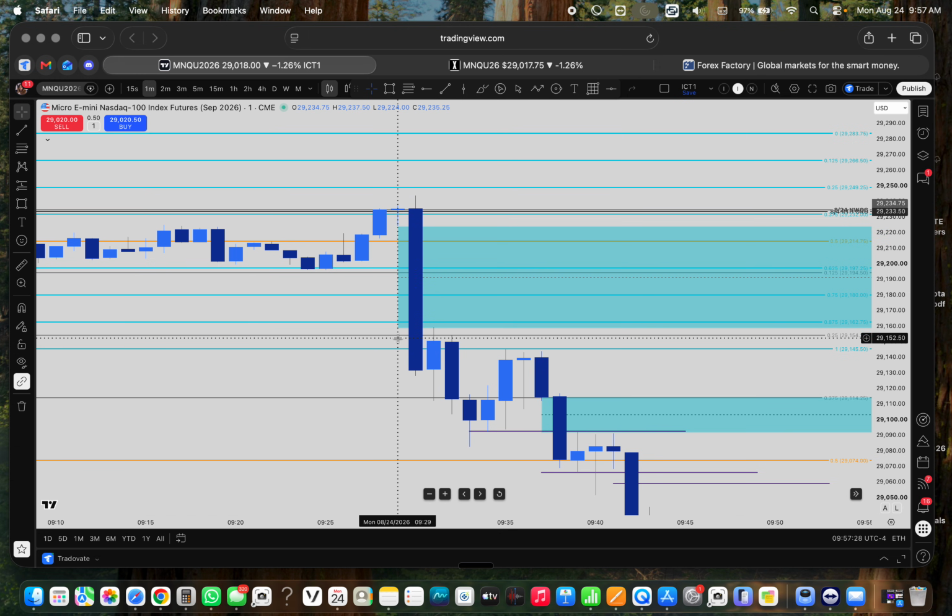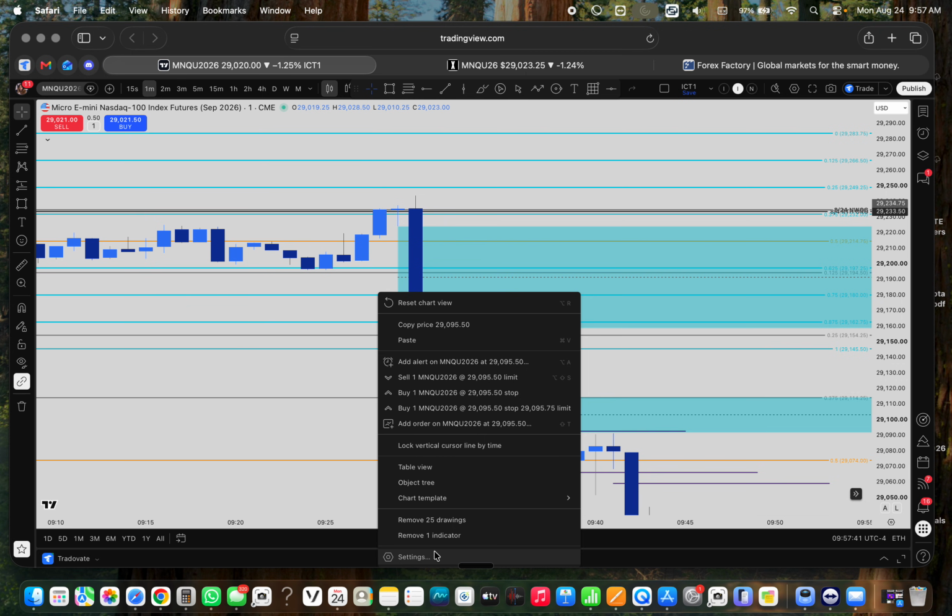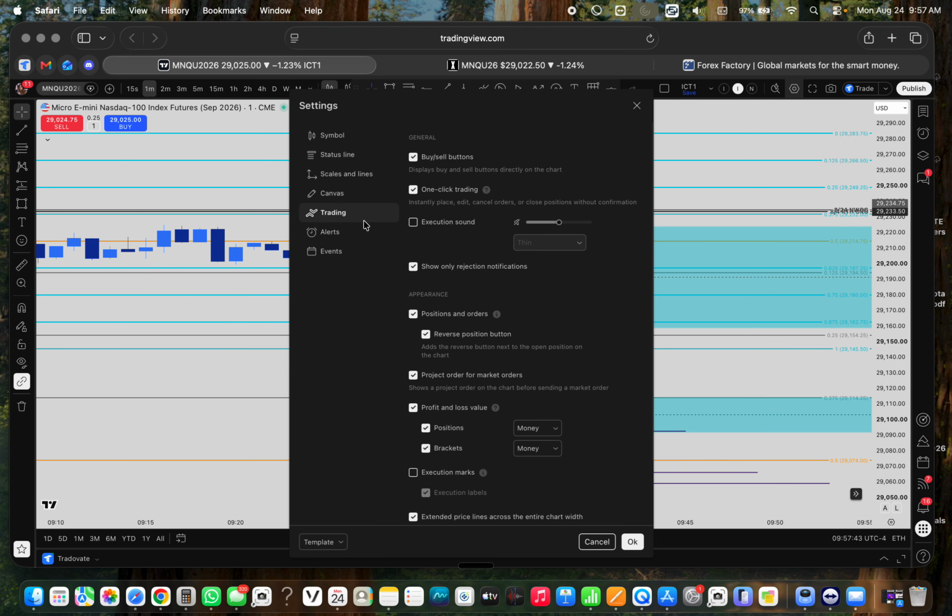So I'm drawing my blue box there. And this is an inefficiency. I kind of expect price to come in and recognize it at least halfway through before it goes back down again in the bearish direction that I'm expecting. I'm going to put my execution marks because I think that helps.